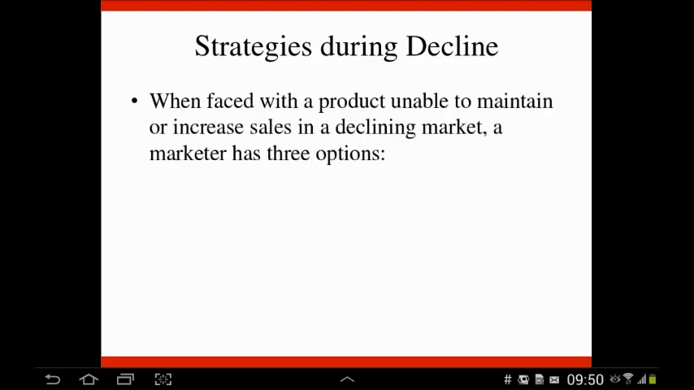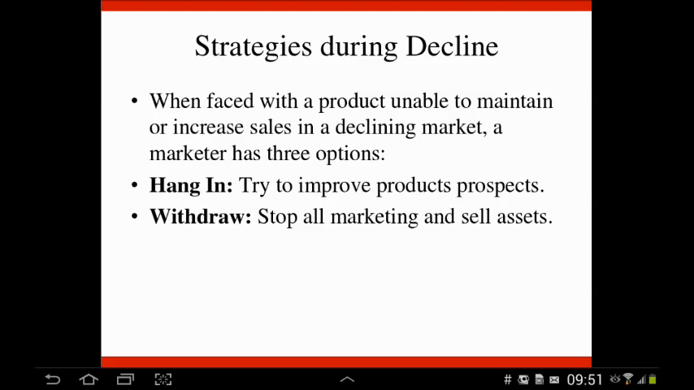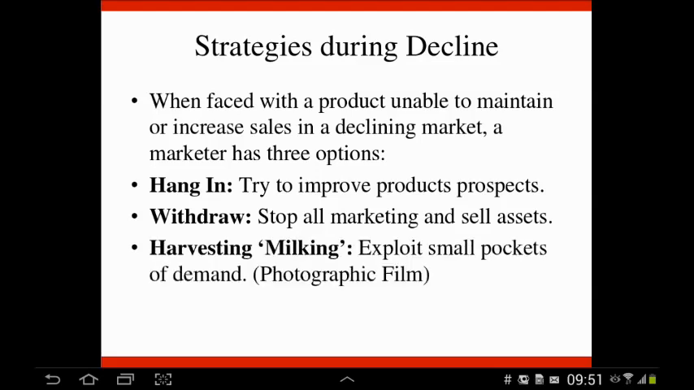Okay, so when faced with a product that's unable to keep increasing their sales in the decline market, there are three options. You can hang in and try to improve the product's prospects by adding features and things like that. Or you can withdraw the product. You can stop all marketing, stop producing, sell all your assets, and get out of the market. Or lastly, you can harvest or milk. You can exploit small pockets of demand.